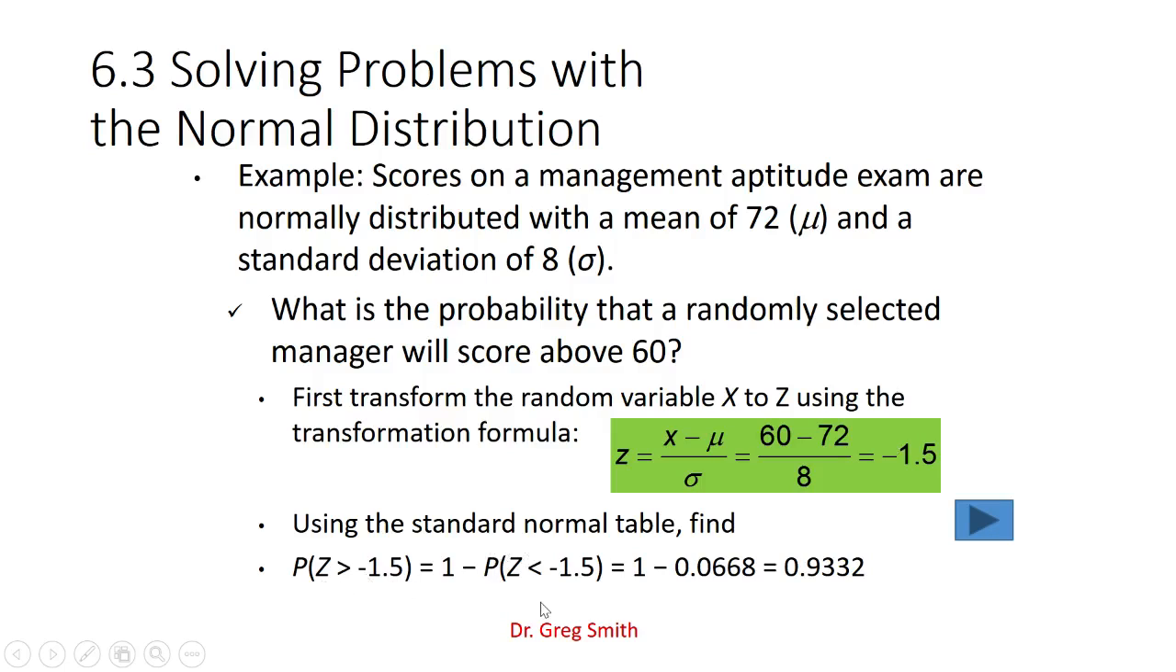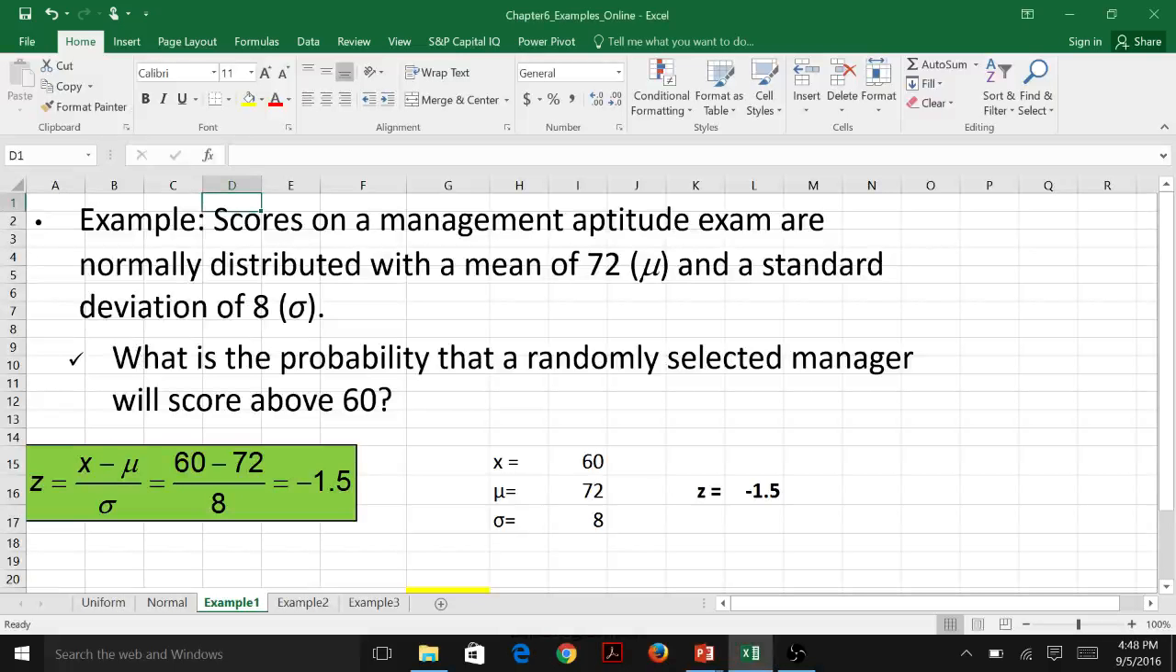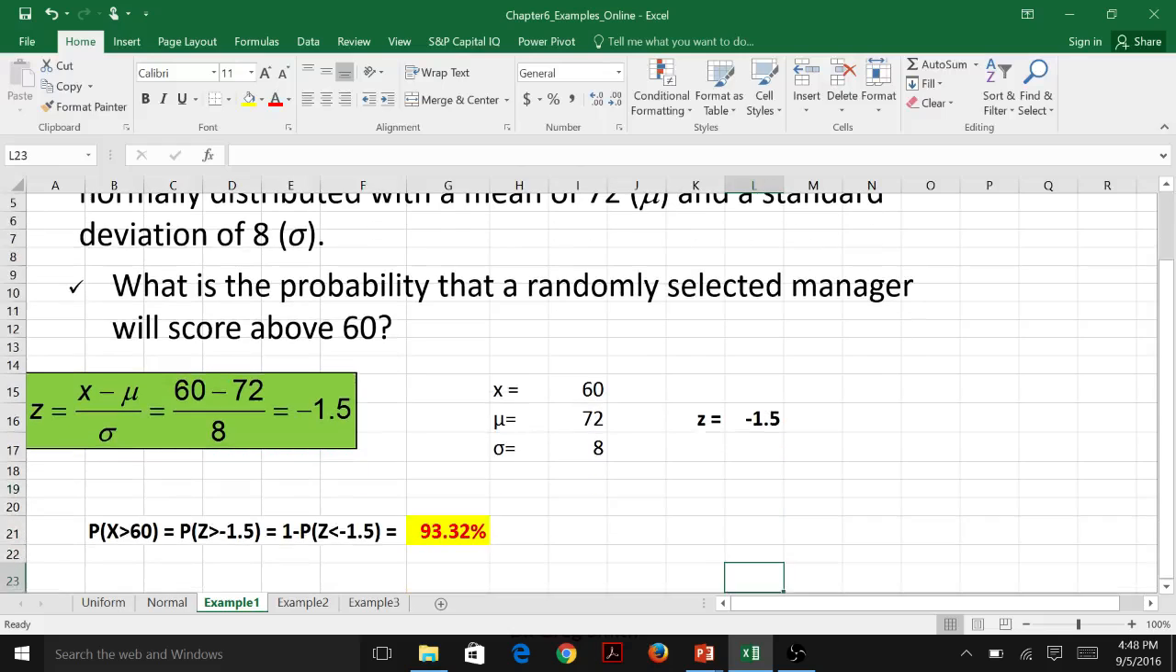Well, if I know the probability of z greater than 1.5, great. The problem is all the standard normal tables are look back, so it's all 1 minus a particular value. So 1 minus a particular value gives us what we need. So I'd like to be able to convert to z. Now what I have is a value of x being 60. That's the number a randomly selected manager is going to use as the cutoff. Mu of 72, sigma of 8, the z-score was negative 1.5.